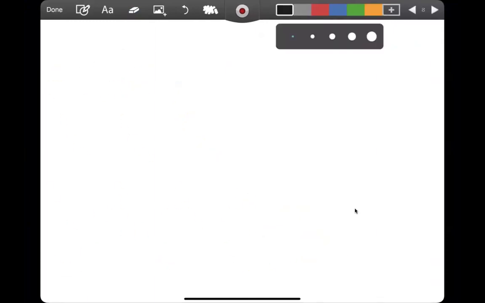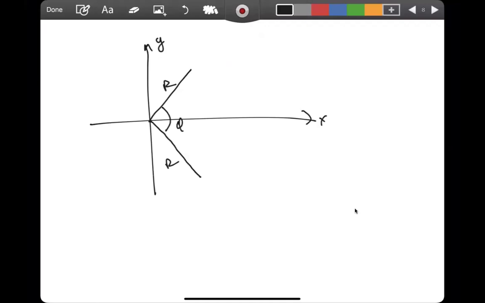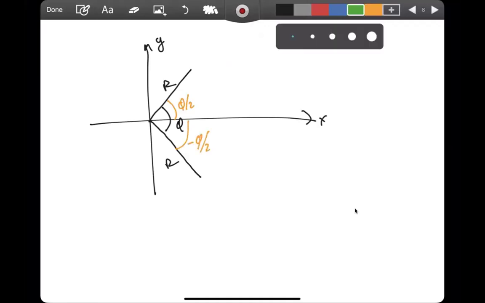And then the third one, again, here is my coordinate system. So this is my X and this is my Y. And then this is a radius R here, and this is a radius R here. So this total angle is phi, which means this angle here is phi over 2, and this angle is minus phi over 2. And then you're going to cut this thing. So here's my bent rod, again, at a constant radius.